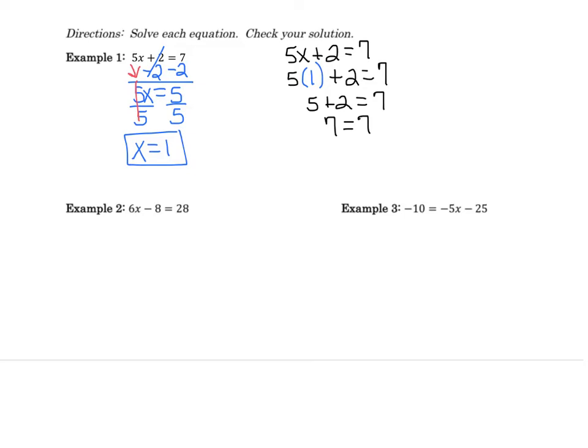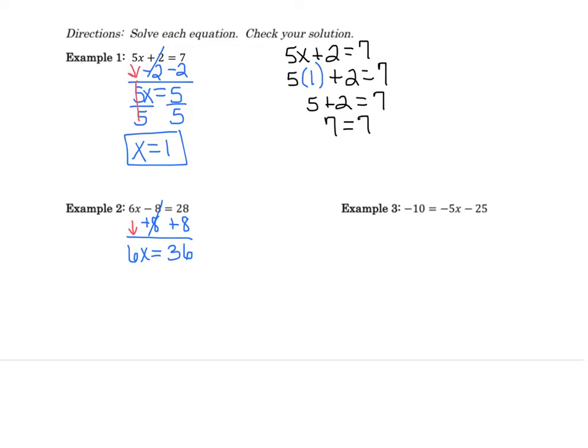Let's look at example 2. 6x minus 8 equals 28. Again, step 1, you always want to undo the addition or subtraction. So we're subtracting here, so we're going to undo it by adding 8 to both sides. You're adding 8 to 8 and 8 to 28. The 8's are going to cancel. You want to bring down your 6x. Bring down your equal sign. And then 28 plus 8 is 36.